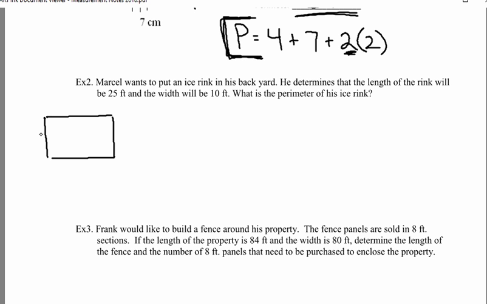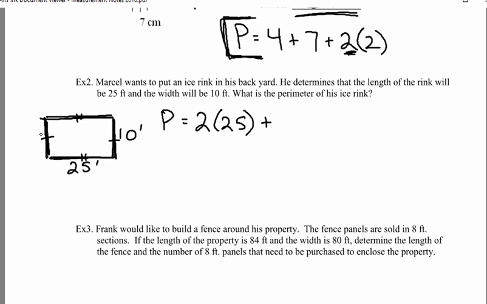Okay, the length of the rink, 25 feet. The width is 10 feet. What's the perimeter? Because we're talking length and width, the assumption is it's a rectangle. Opposite sides are congruent, equal. So the best way to write this perimeter, we have 25 feet twice going around it, plus we have the 10-foot width going around twice. 2 times 10. There's the best expression.